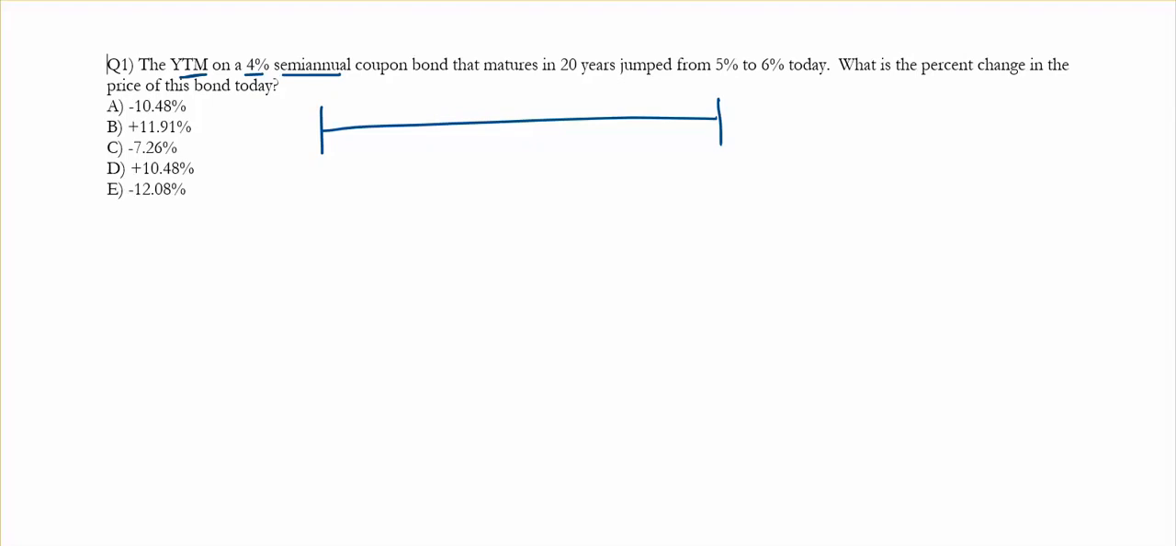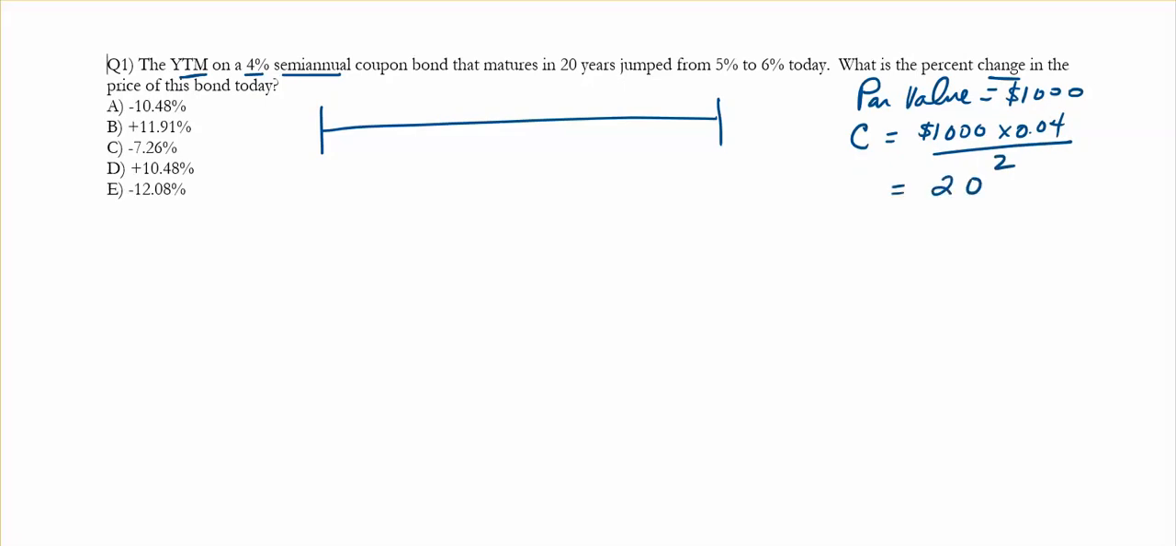Because the question is what's the percent change and not a dollar change, we can make up any par value we want. So it is easy to work with $1,000, in my opinion. So I'm going to use a par value of 1,000. That means that the semi-annual coupon amount will be the coupon rate times the par value split up into two pieces because it's a semi-annual bond. The bond matures 20 years from today.